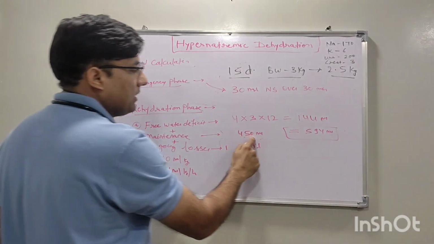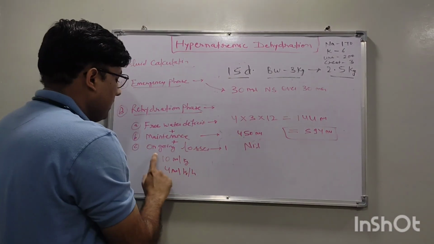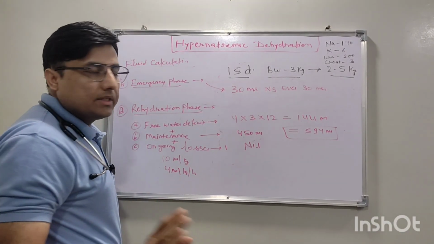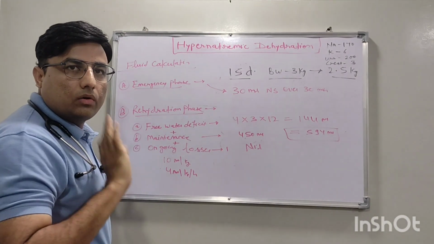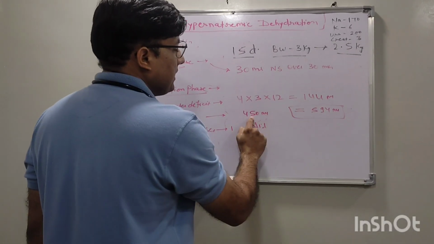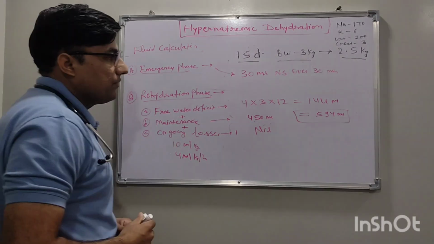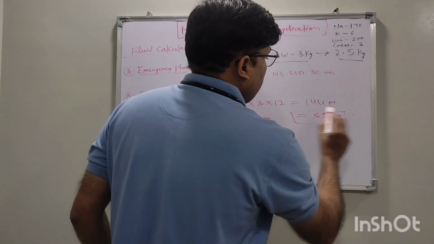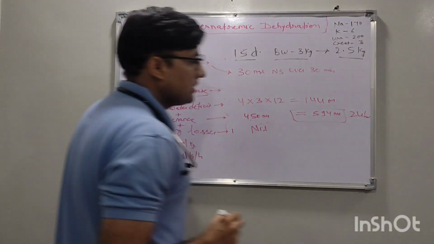Maintenance we are taking here 150 ml per kg, so 450 ml. Ongoing losses: there are no ongoing losses. The baby is not passing urine, there is no diarrhea or vomiting, so nil. So total fluid is 144 plus 450, 594 ml. Okay, so that has come. This is the total fluid we have to give over 24 hours.